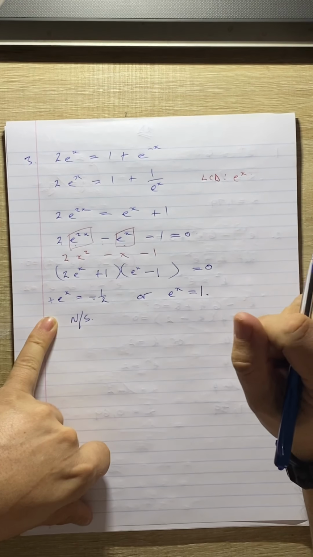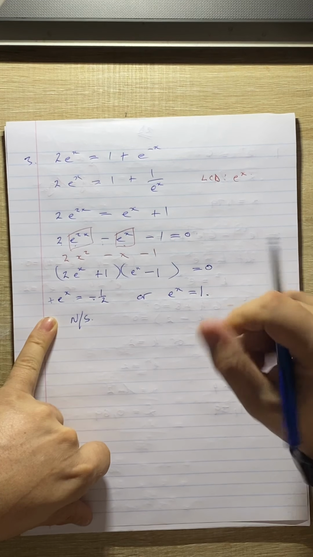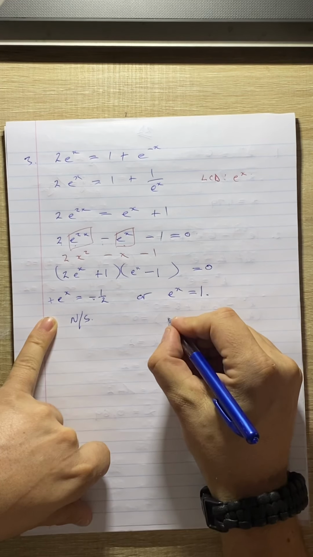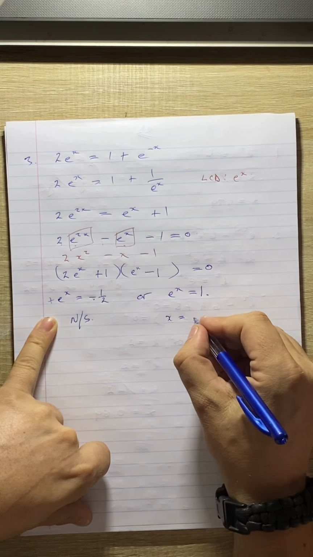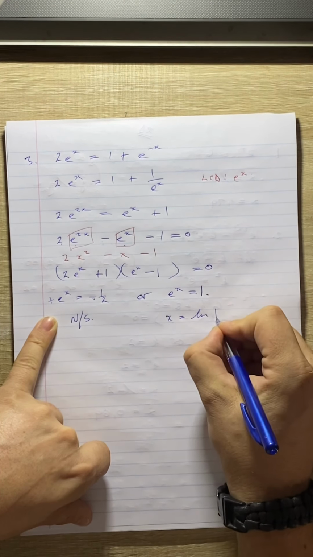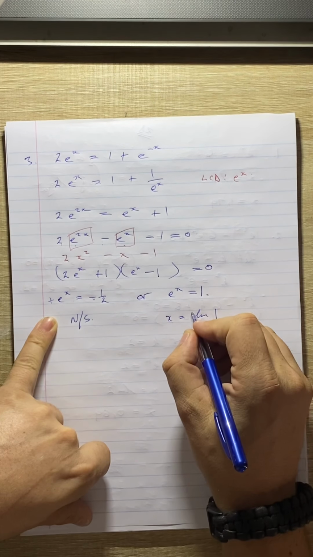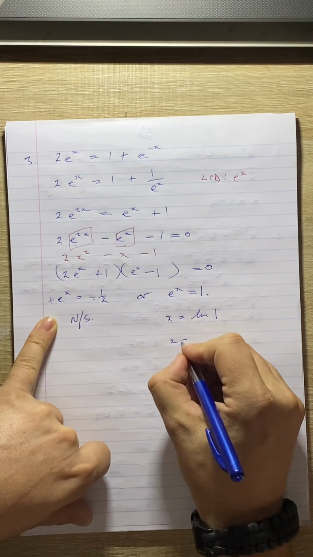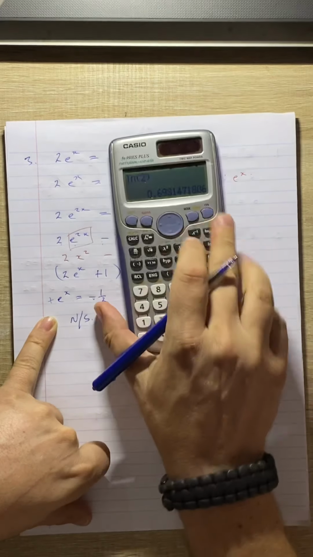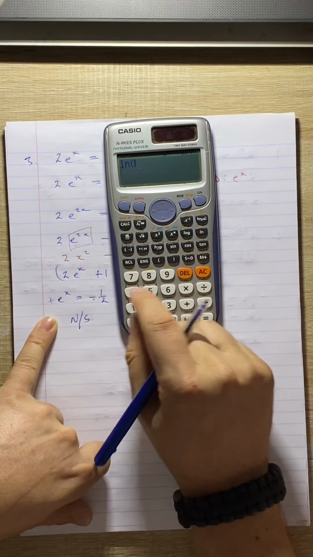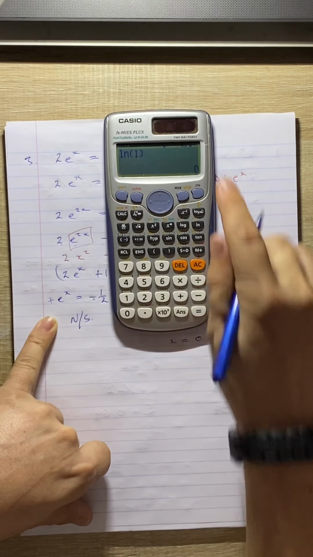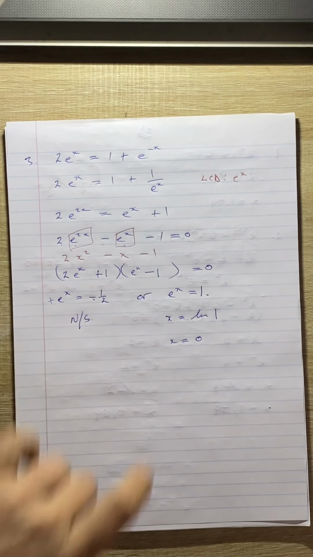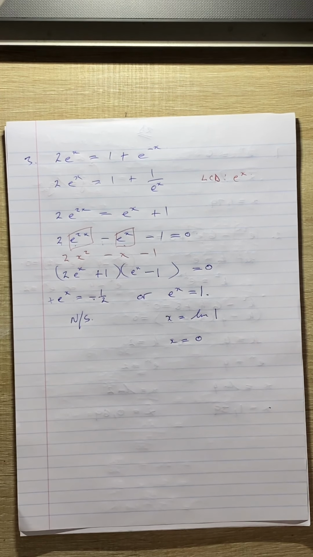So I'm going to reverse the exponential into a ln, and we get that x is equal to ln 1. Now this is one of your definitions. Ln 1 is equal to 0. But you can even do it on the calculator if you just want to double check yourself. So ln 1 is 0. All right. Let's have a look at question 4.